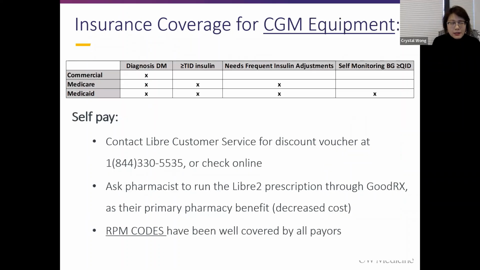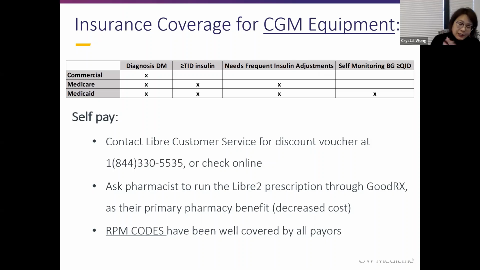Okay, so let me pause there at medical criteria for this program before we jump into the confusing world of insurance coverage. Any questions? All right, if things come up, please interrupt me or put it in the chat.